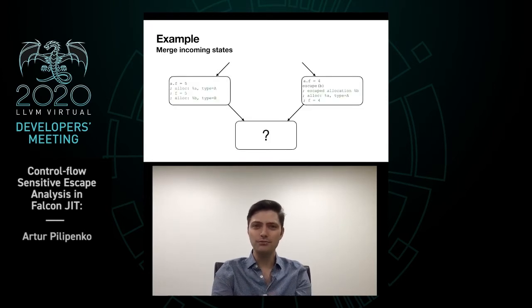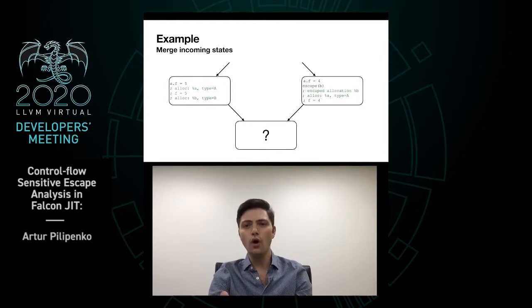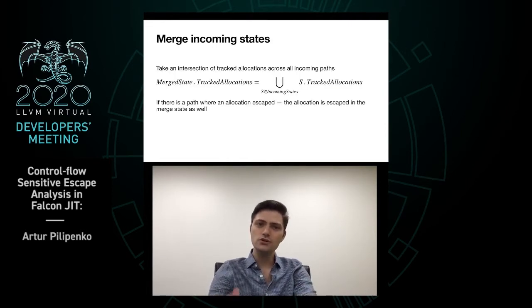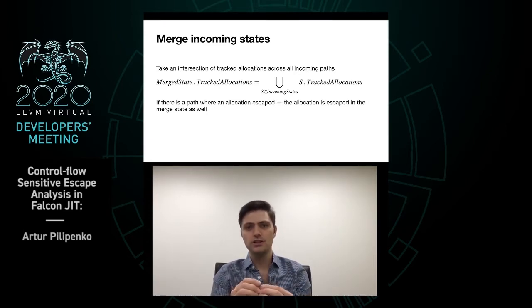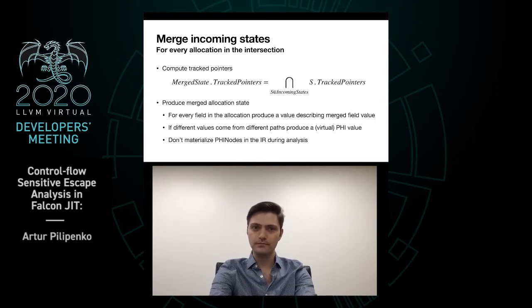Now, when we have a block which has more than one path coming into it, we need to produce a state which reflects the state of the analysis for all incoming paths. In order to do this, we take an intersection of all tracked allocations across all incoming paths. So if there is a path where some allocation escaped, this allocation would be considered escaped in the merge state as well. Then for every allocation in the intersection, we compute a set of tracked pointers, which is a union of the tracked pointers from all incoming states. And then we produce a merge state for this allocation.